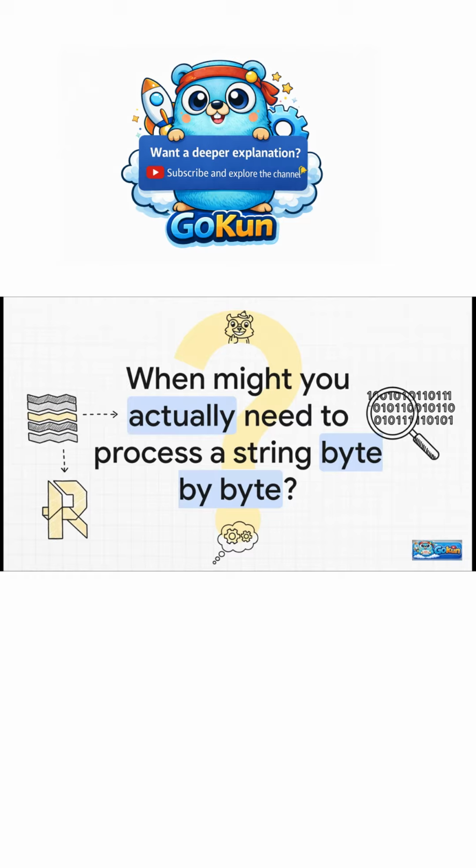Seriously, getting this distinction right is going to save you from so many subtle, frustrating bugs down the road. But it does leave us with a cool question, doesn't it? Now that you know the difference, when might you actually need to process a string byte by byte? What are the real-world use cases for that? It's something to think about.